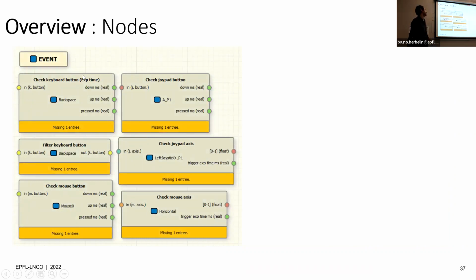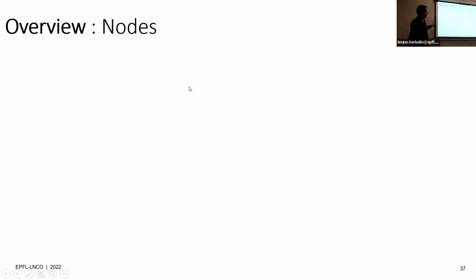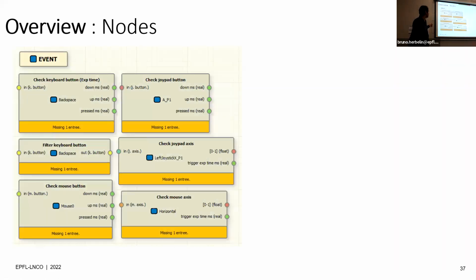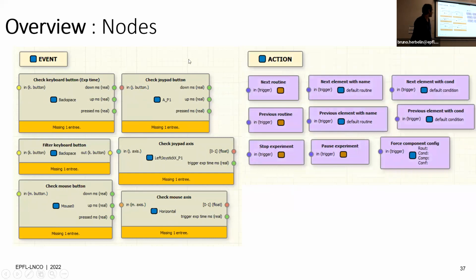So you can choose expect time, the time since the beginning of the experiment, or you can choose, say, the beginning of the routine. You can do the same thing for the iPad button, axis, and mouse. You can filter for buttons, and you have different actions. This one is for manipulating the flow of the experiment.